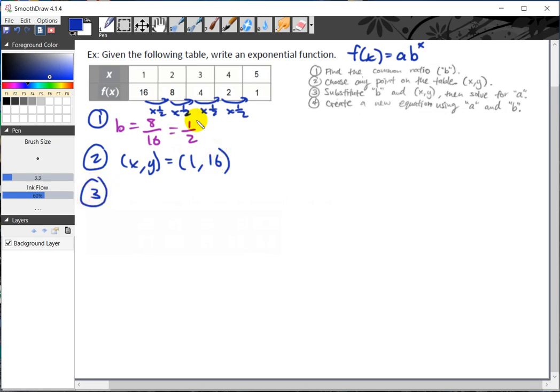Third step, we're going to substitute b and our point, and we need to solve for a. So again, f of x equals a times b raised to the power of x. So f of x, I'm just going to replace that with a y.